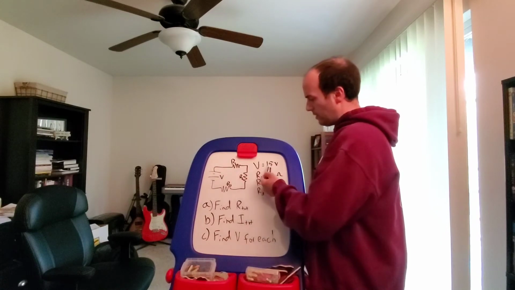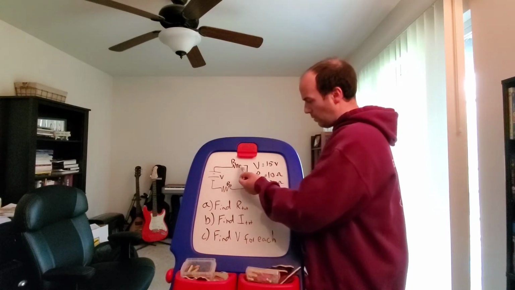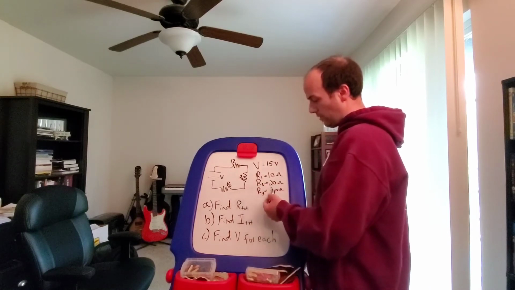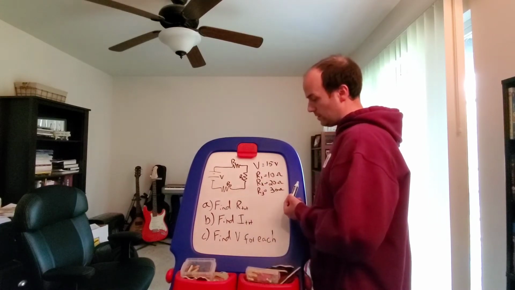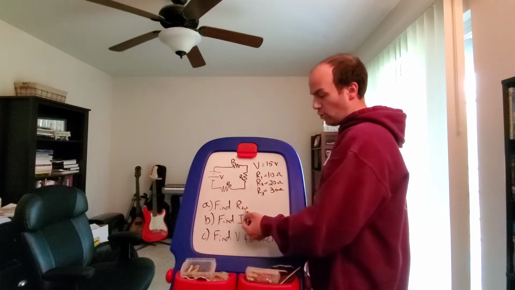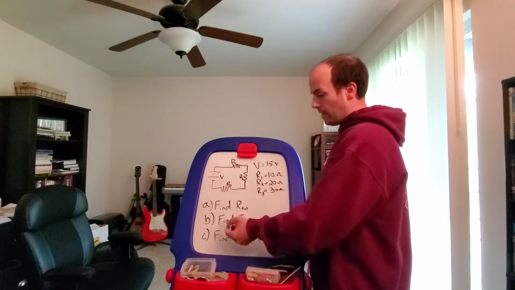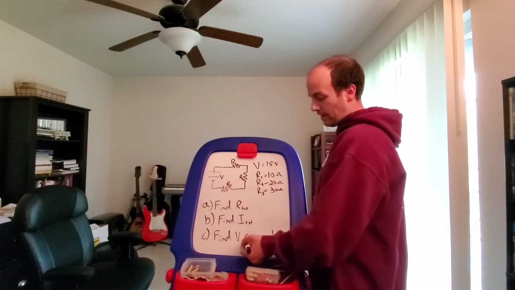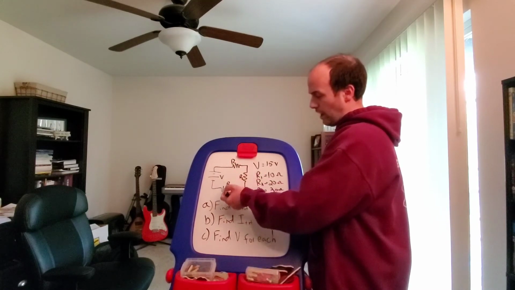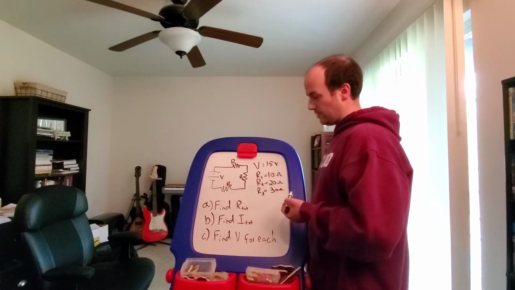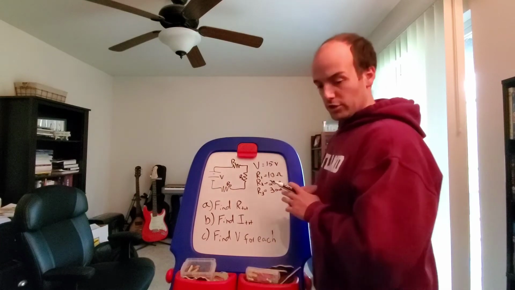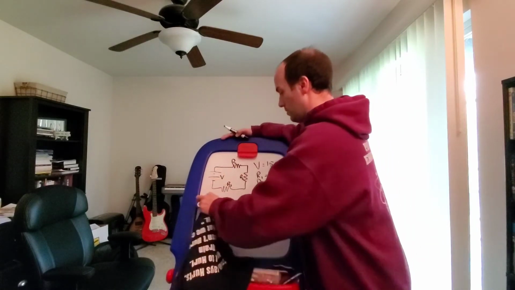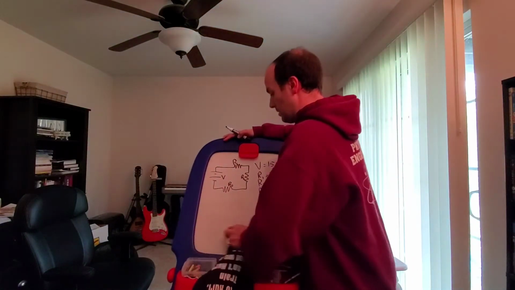We have our values. The source of the battery is 15 volts. R1 is 10 ohms. R2 is 20 ohms. R3 is 30 ohms. I'm going to ask that we find the total resistance of the circuit, find the current in the circuit, and find the electric potential drop for each resistor. Just for space, I'm going to erase the picture and the questions, but I'm going to leave the numbers.